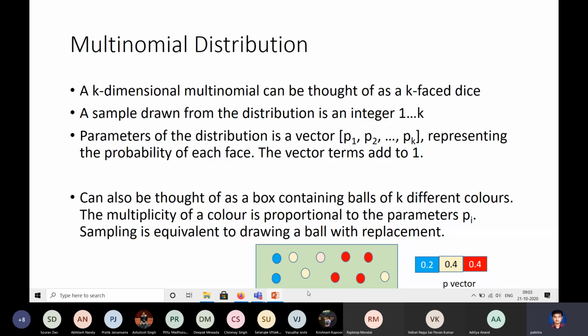So you can think of its multiplicity, and a sampling from this distribution would basically draw a ball of a particular color. You just observe the color, that's the outcome. If it is the ith color, the outcome is i, drawn with replacement from this box. So simple. I think this is pretty intuitive.